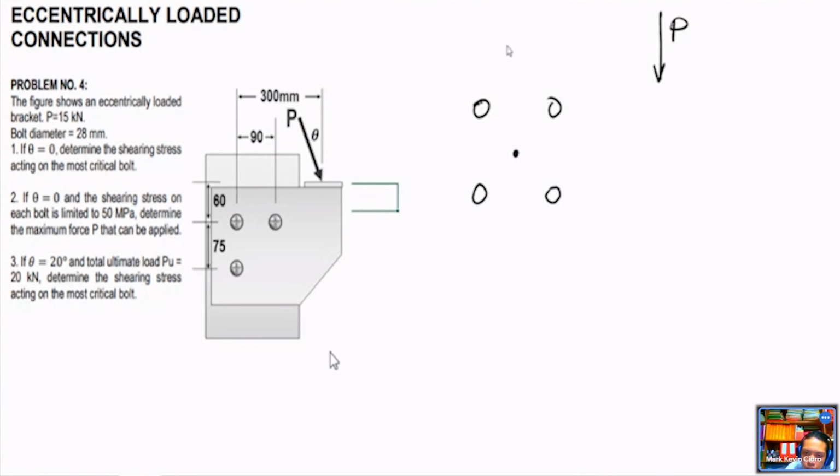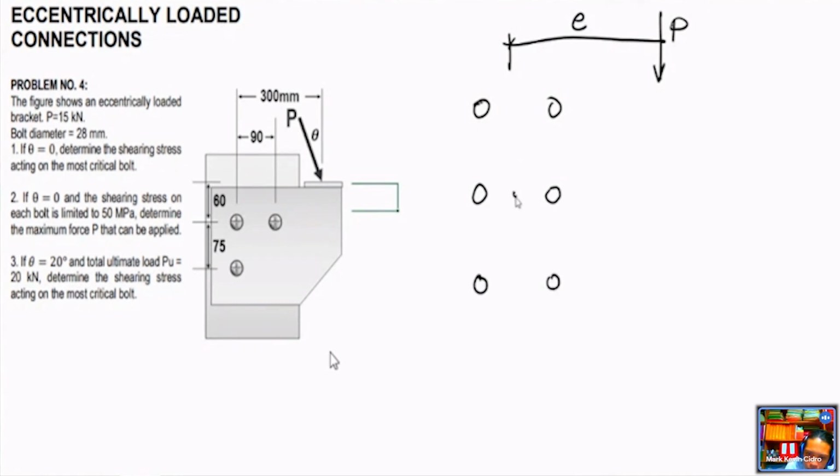Here, P is acting at a certain eccentricity. That's why it's called the eccentrically loaded connection. At a certain eccentricity. The measured eccentricity is always from the centroid of the group of bolts to the force. Okay? So, yung bibiling din is the shear stress dawhan pinaka-critical nga bolts. Para ma-demonstrate sinisili nga critical, pag dugang pakitahin usa pa nga row.